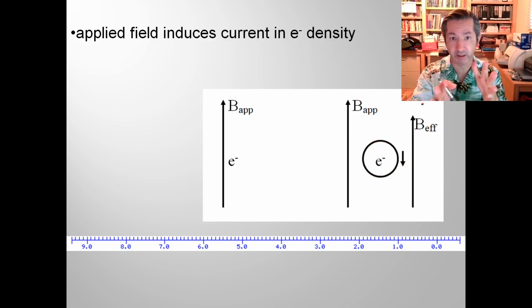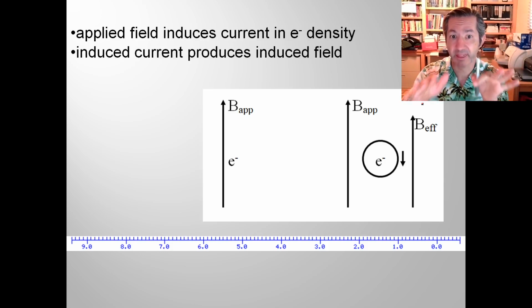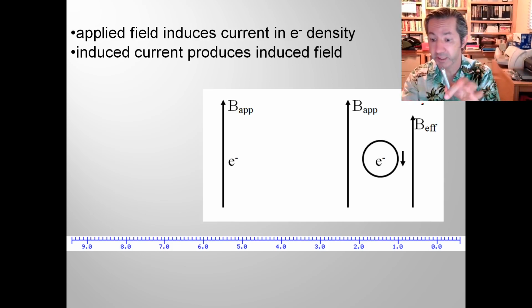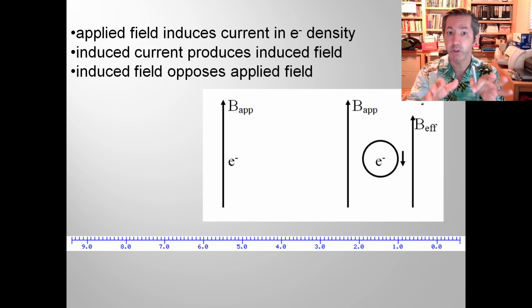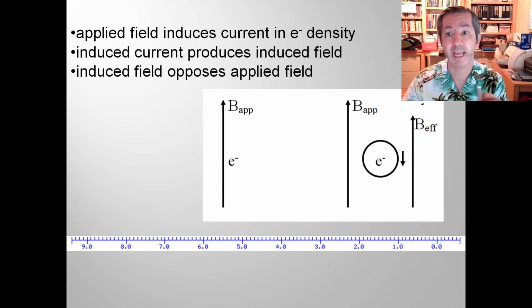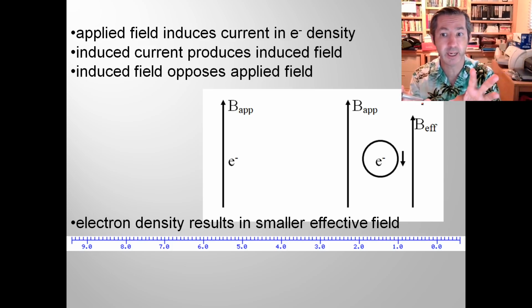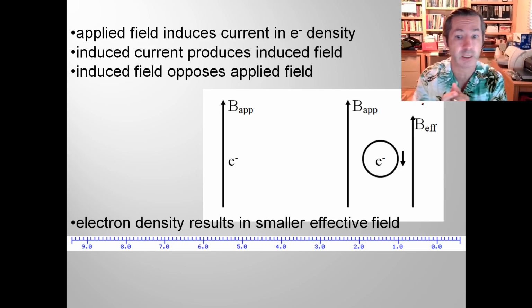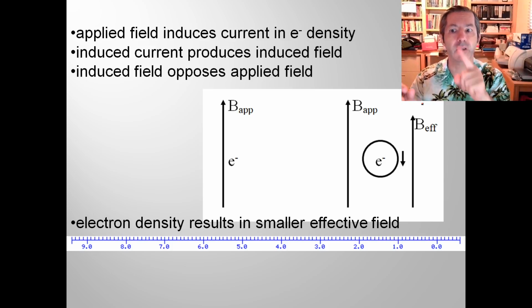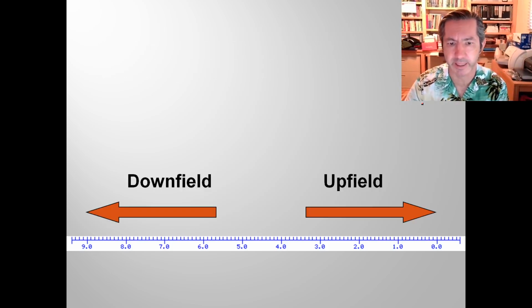So we have our applied field, which causes a current in your electron density. That current makes its own field. That induced field opposes the applied field, and then we have a slightly smaller effective field. What does this all mean? It means we can actually see different types of nuclei showing up at different spots on our spectrum because of the electron density. And so we're going to get a little bit more qualitative here.